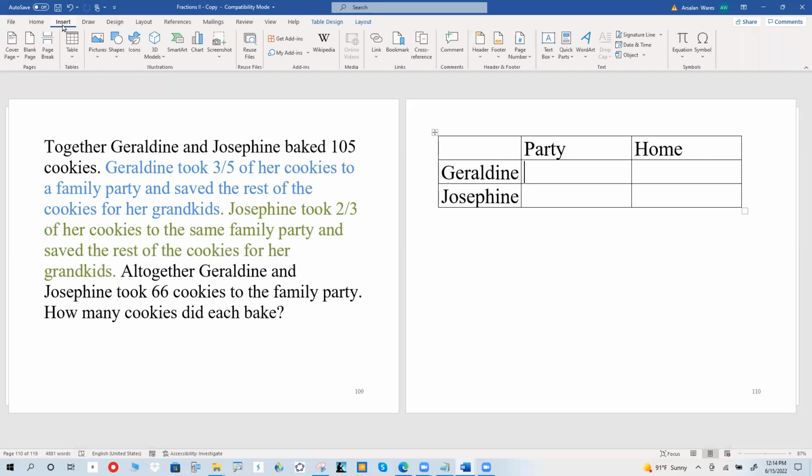3/5. So I'm going to put 3 under party, and I will try not to mess up, only 2 under her home. If 3/5 go to the party, 2/5 stay at home. And I would do the same thing here: 2/3 and 1/3. And we're going to make the home red.